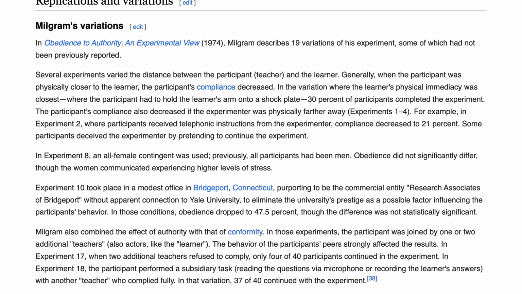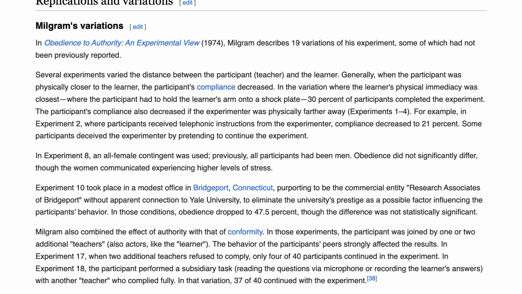The participant's compliance also decreased if the experimenter was physically farther away, experiments 1 to 4. For example, in experiment 2, where participants received telephonic instructions from the experimenter, compliance decreased to 21%. Some participants deceived the experimenter by pretending to continue the experiment. In experiment 8, an all-female contingent was used. Previously, all participants had been men. Obedience did not significantly differ, though the women communicated experiencing higher levels of stress.